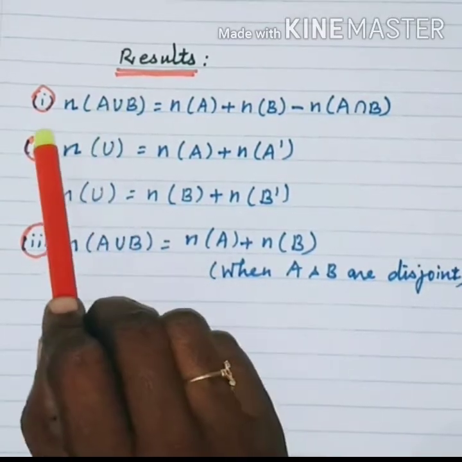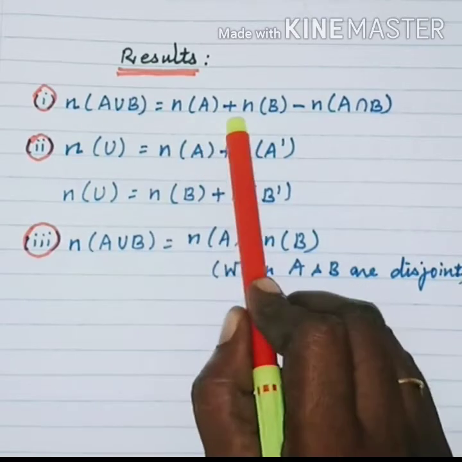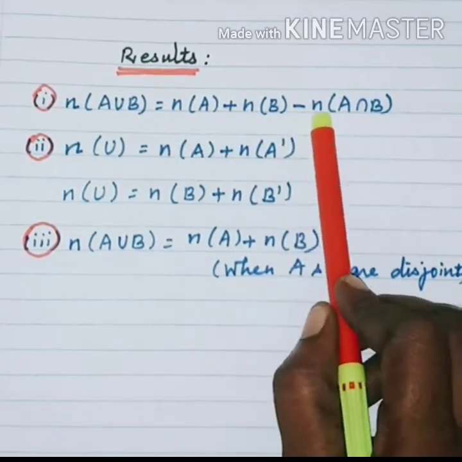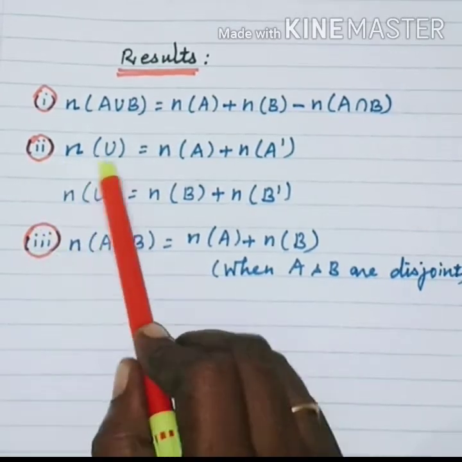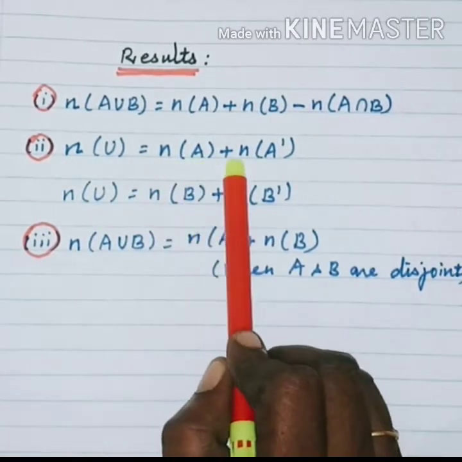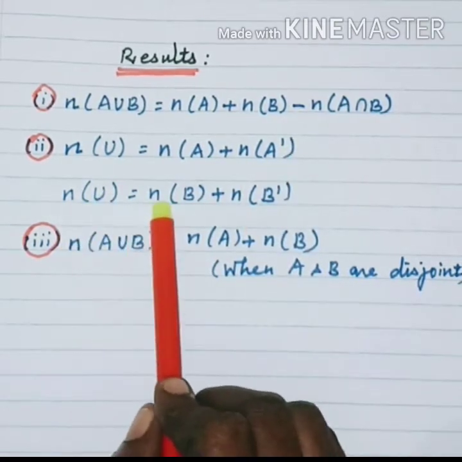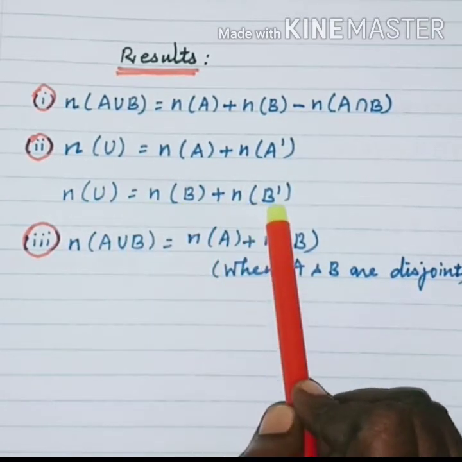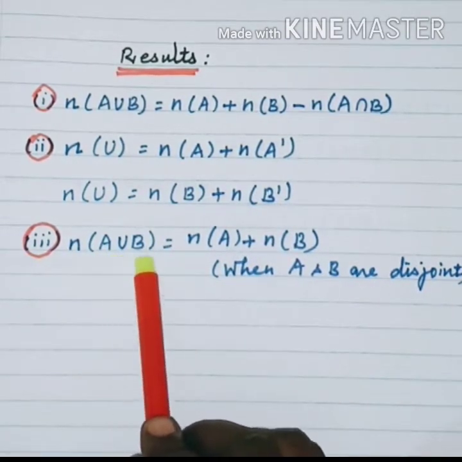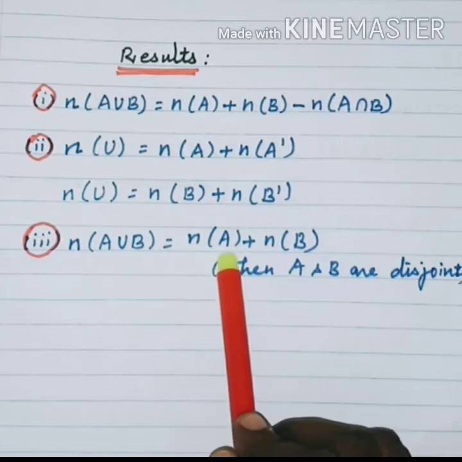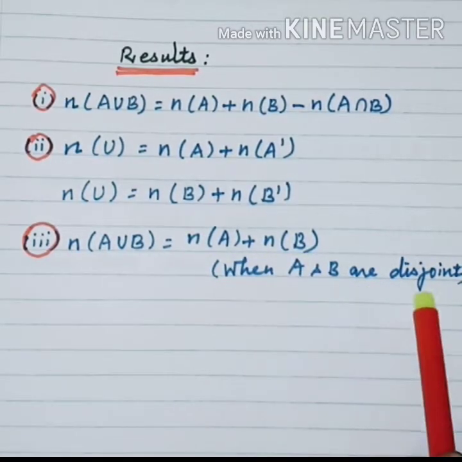So the first result is n of A union B is equal to n of A plus n of B minus n of A intersection B. Second is n of U is equal to n of A plus n of A dash, or n of U is equal to n of B plus n of B dash. And then the third result is n of A union B is equal to n of A plus n of B when A and B are disjoint.